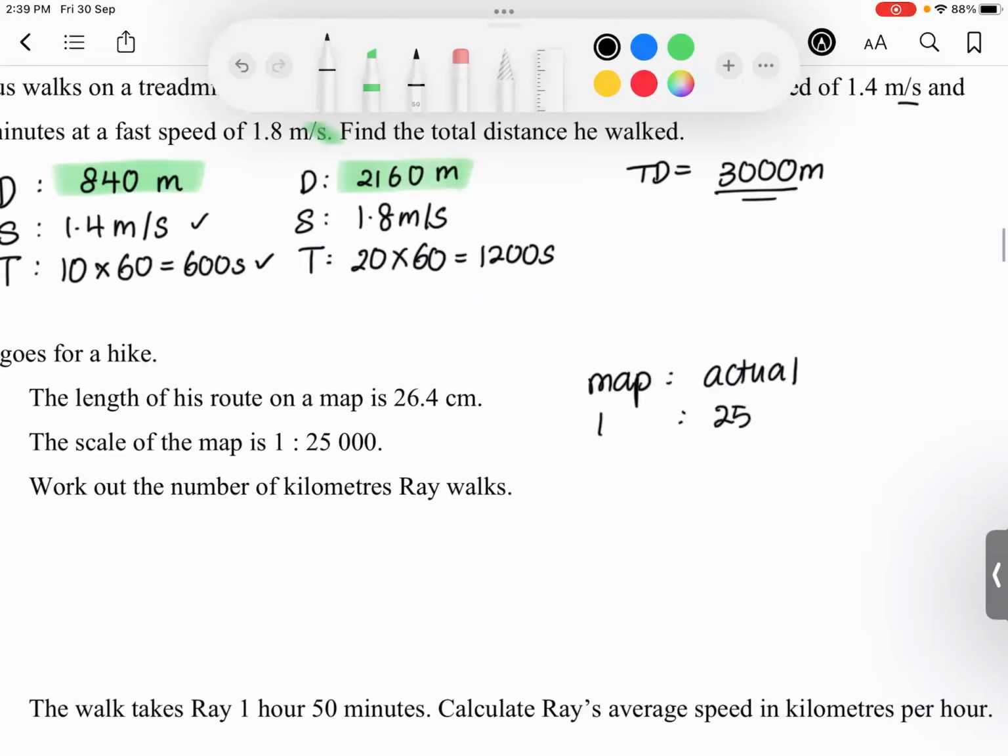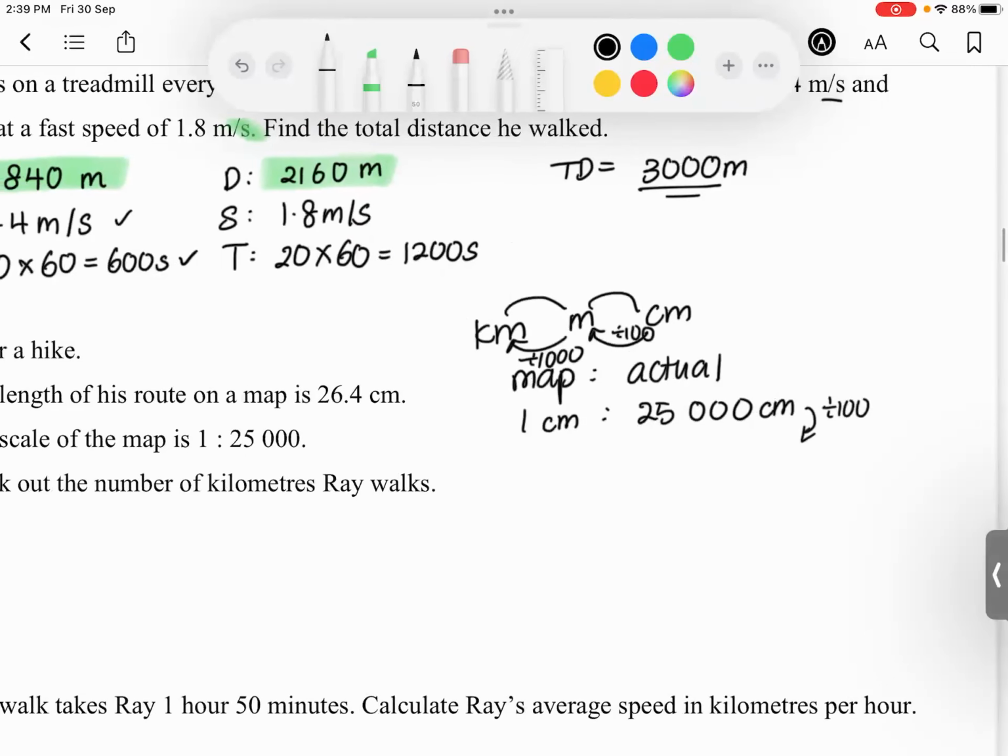1 is to 25,000. To begin with, there are no units, so I put cm on both sides. Since they want kilometers, it goes km, meter, cm. So cm to meter is divided by 100, meter to kilometer is divided by 1000. So I need to divide by 100 and 1000. Okay, change it to 0.25 kilometers.